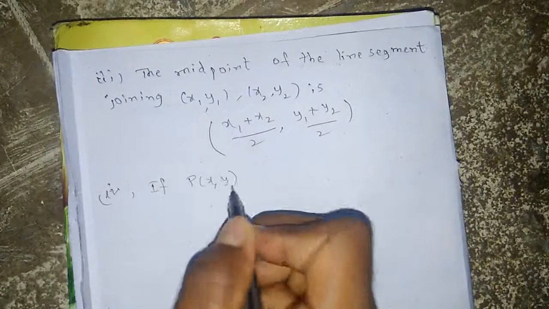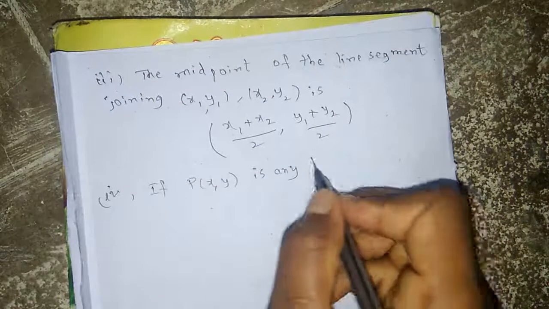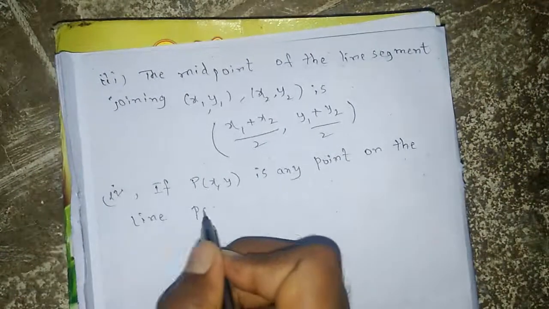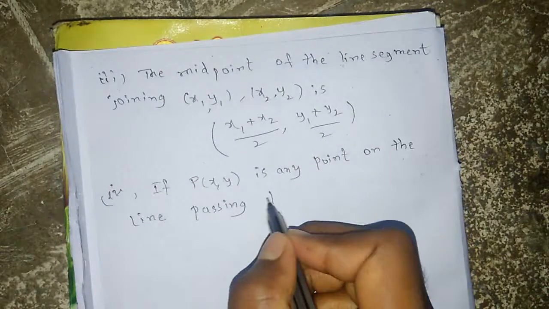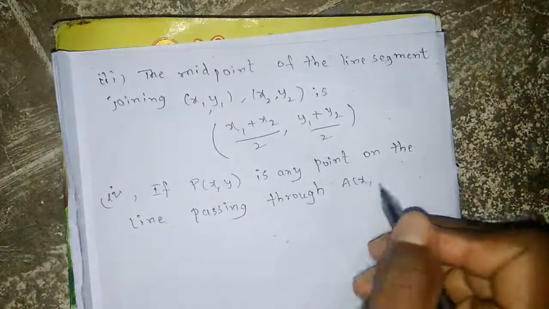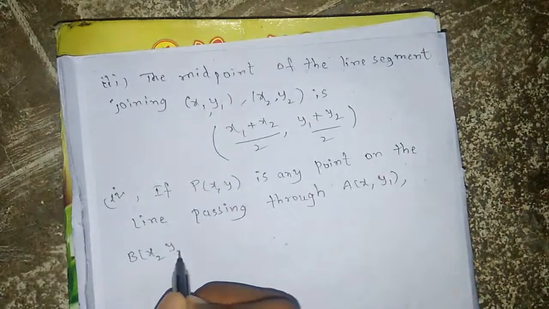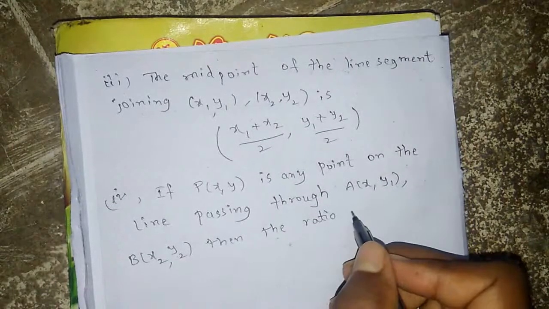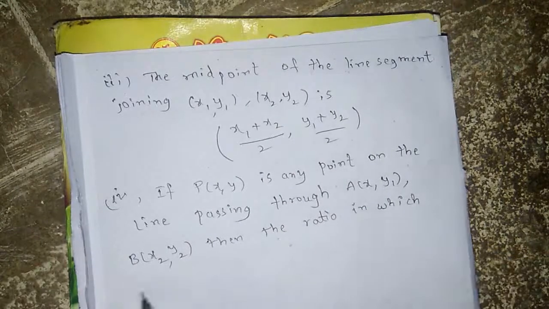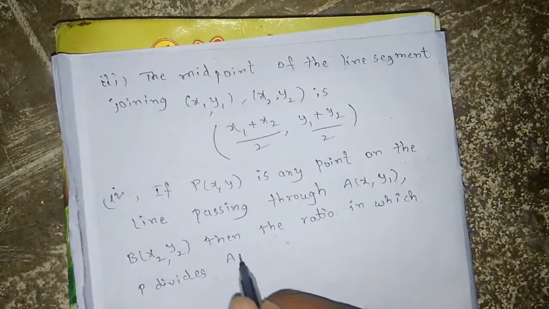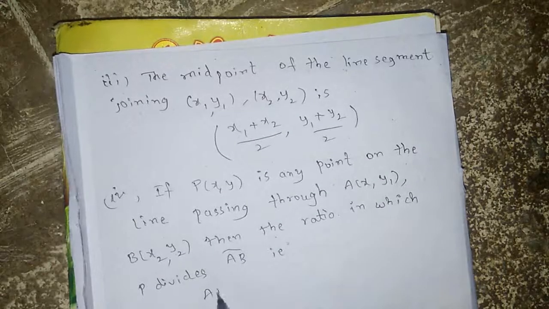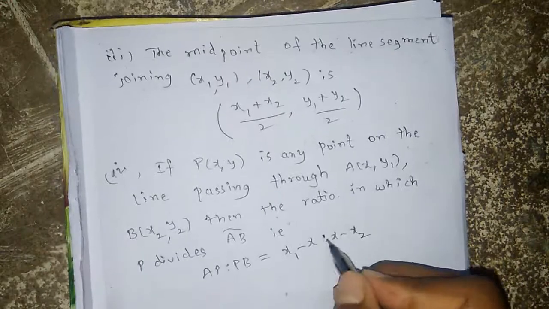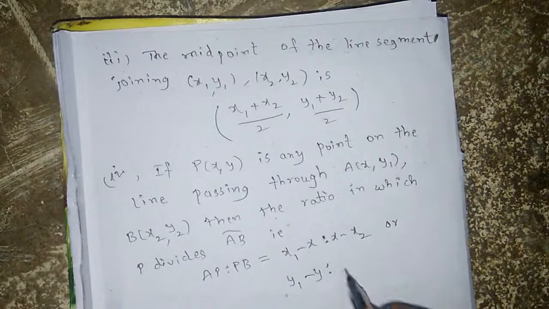Next point, if P(x, y) is any point on the line passing through A(x1, y1), B(x2, y2), then the ratio in which P divides AB, that is AP is to PB, is equal to (x1 - x) is to (x - x2), or (y1 - y) is to (y - y2).